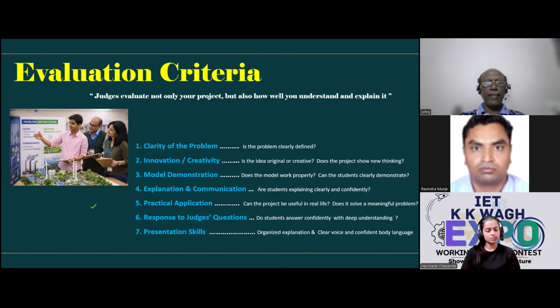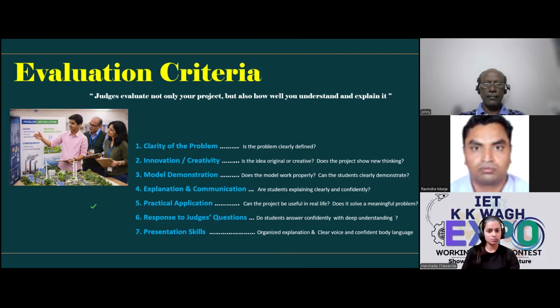Secondly, they are going to look at how creative it is. Is the idea original or copied, or does the project have any new thinking in it? If it is a model which everybody knows, it's already there in the market, and you just made another prototype of it, no, it doesn't charm them, so you are going to lose marks in that.